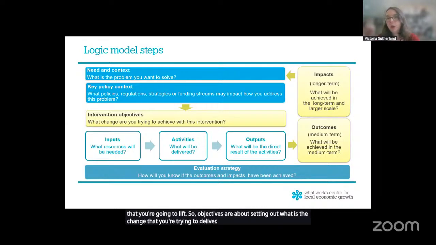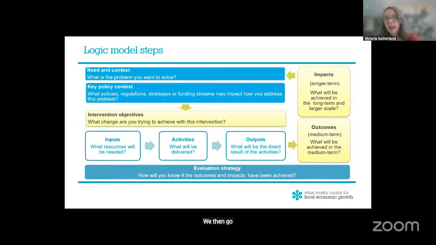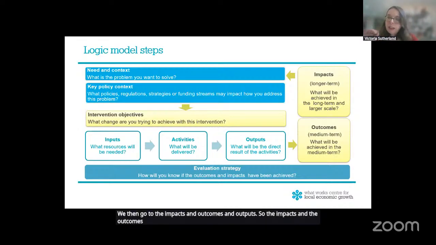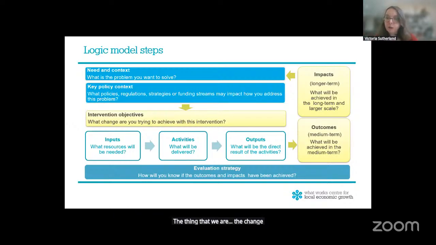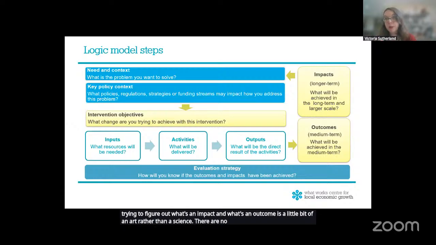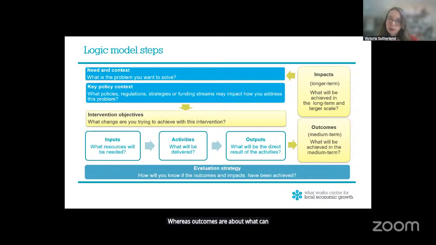We then go to the impacts and outcomes and outputs, okay? So the impacts and the outcomes are how we describe the change that we are hoping to deliver, okay? Now, trying to figure out what's an impact and what's an outcome is a little bit of an art rather than a science. There are no hard and fast rules. But we would tend to say that an impact is longer term and higher level, whereas outcomes are about what can we achieve in the medium term.